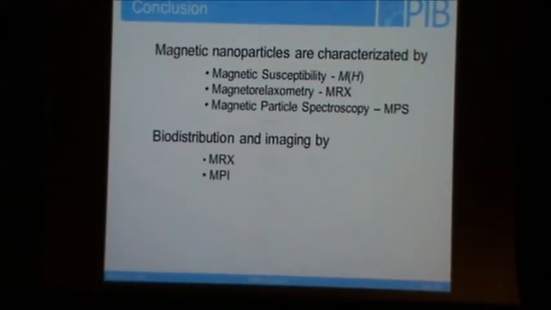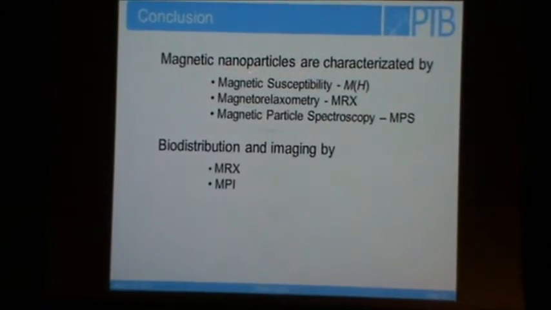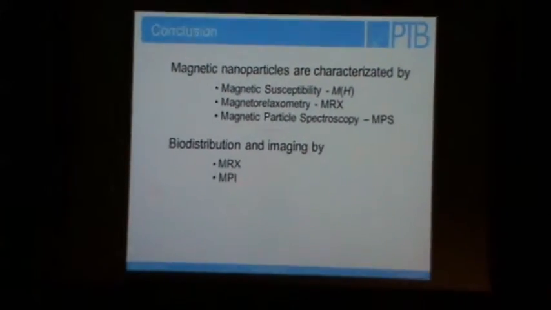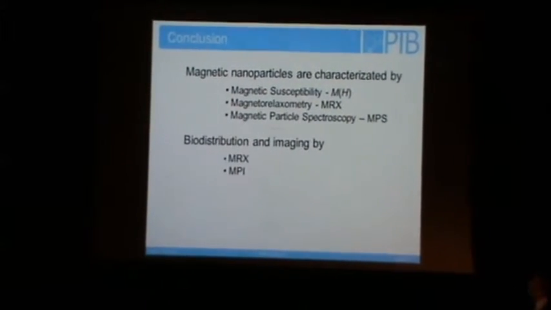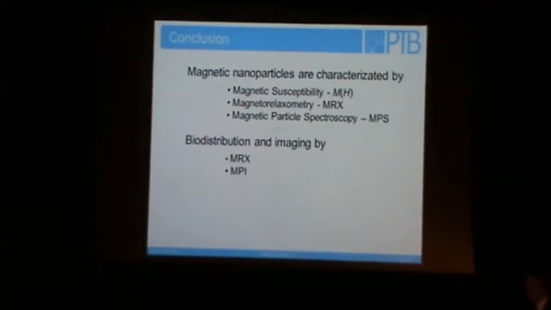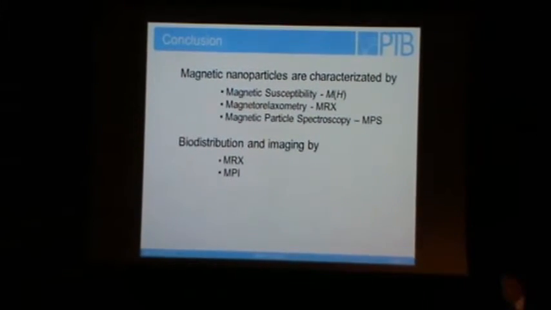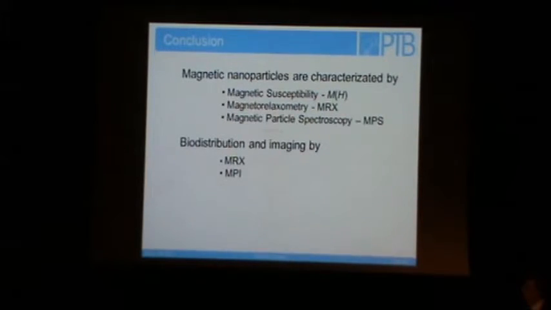Well, the message that I would like to give is that the magnetic particles can be characterized by a variety of magnetic measurement techniques: magnetic susceptibility, magnetorelaxometry, and magnetic particle spectroscopy, which I did not address in this talk, but later on in this session there will be a talk on how we apply MPS for characterizing and analyzing and quantifying magnetic particles. Biodistribution imaging can be done by MRX, not so well, time resolved and spatial resolved, but quantitatively, that's the main point, and of course by MPI.